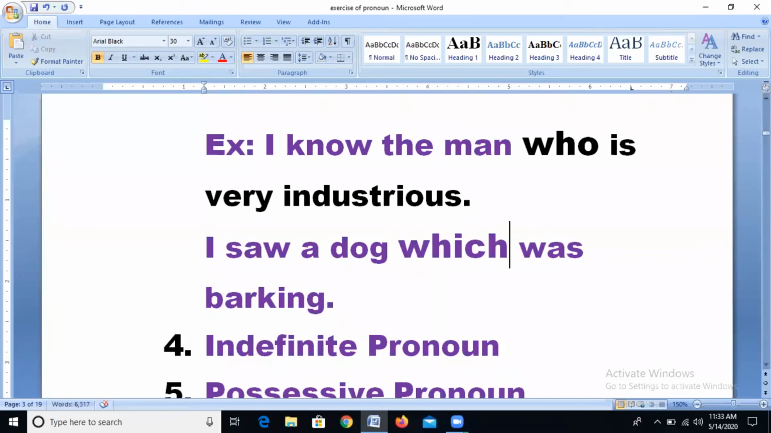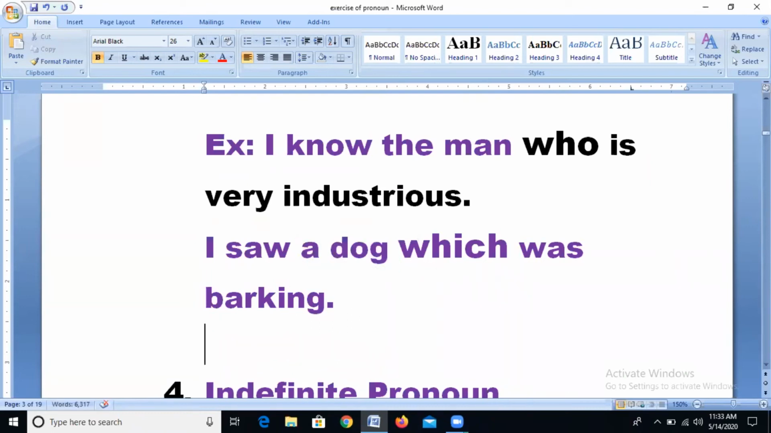Why? Because the antecedent that we find here, a dog, this is called antecedent. You know, antecedent. I would like to write this word for your convenience.